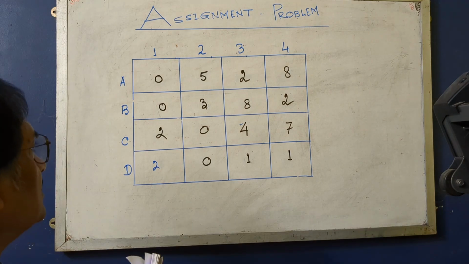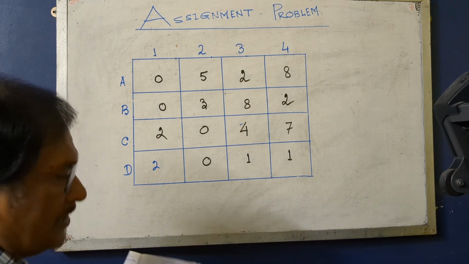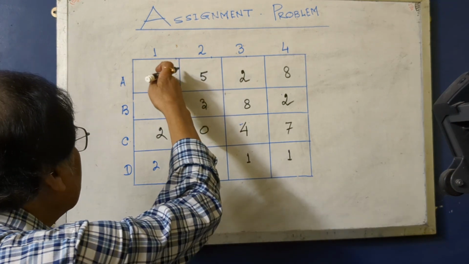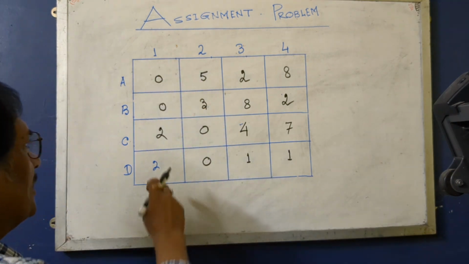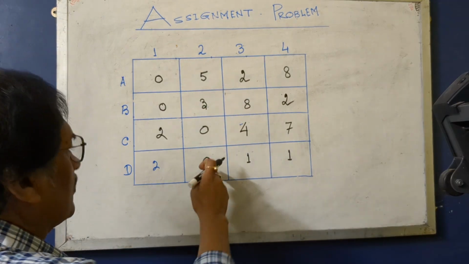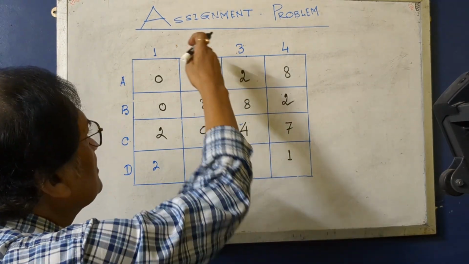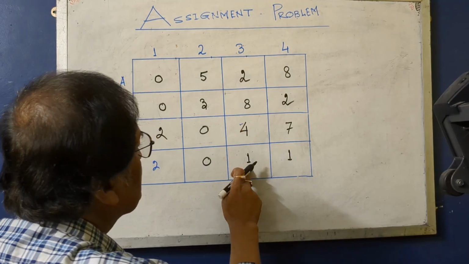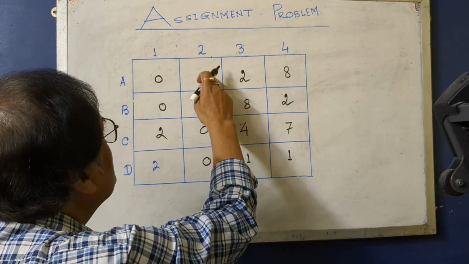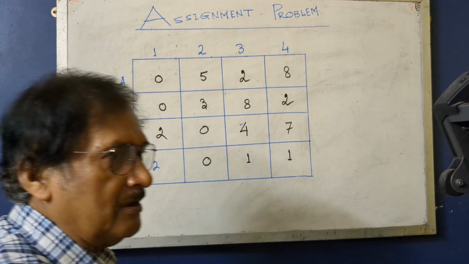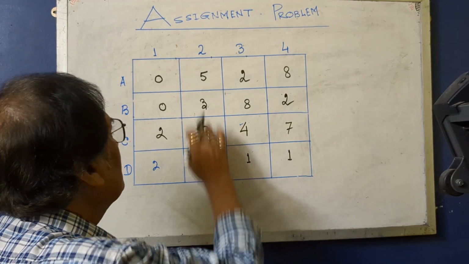The same process you have to do column wise. The minimum element for this column is 0, that's why it will not change. For this column also the minimum element is 0, again this will not change. But in this case, why not change? If you subtract 0 then the elements will remain the same. That's why I'm not changing it.